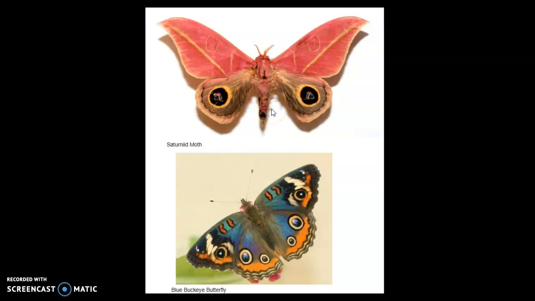2. The last butterfly we're going to look at has 3 big spots on its wings. If it has 3 spots on its wings, how many spots does it have total? It has 6 spots total.